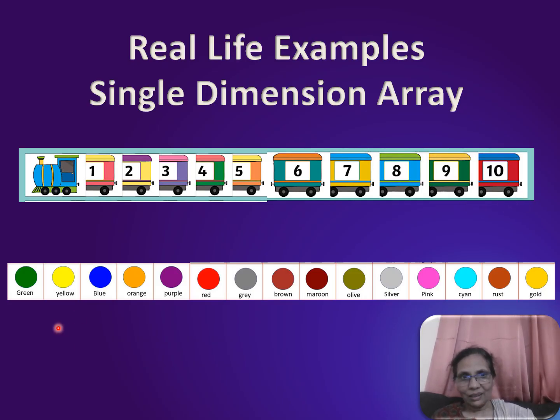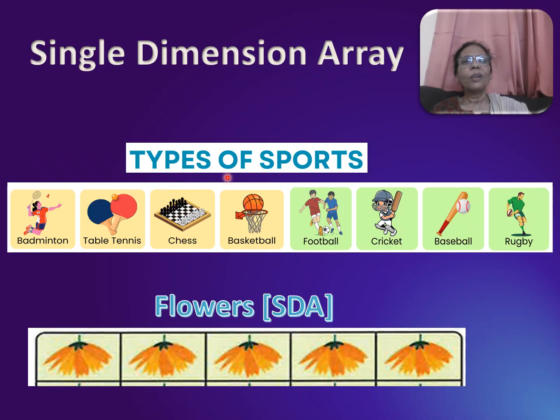Now this is a pack of multiple colors in a single dimension array. You have the types of sports in a single dimension array, like badminton, table tennis, chess, basketball, football, cricket, baseball and rugby. Flowers in a single dimension array. So these are a few real life examples of single dimension arrays.